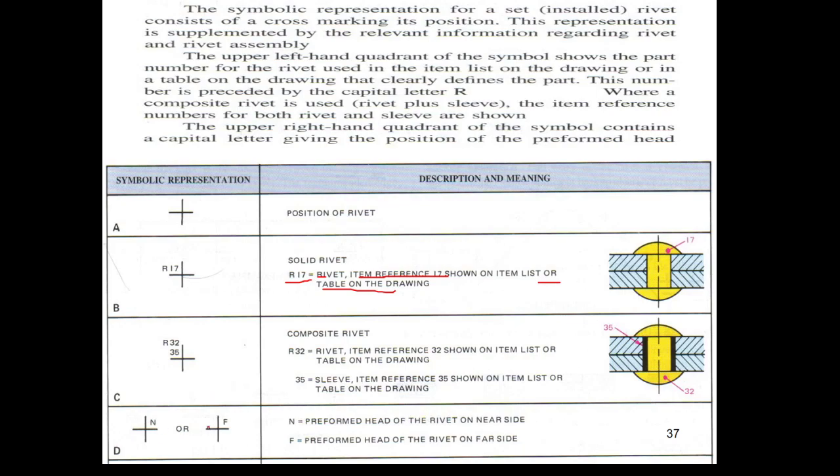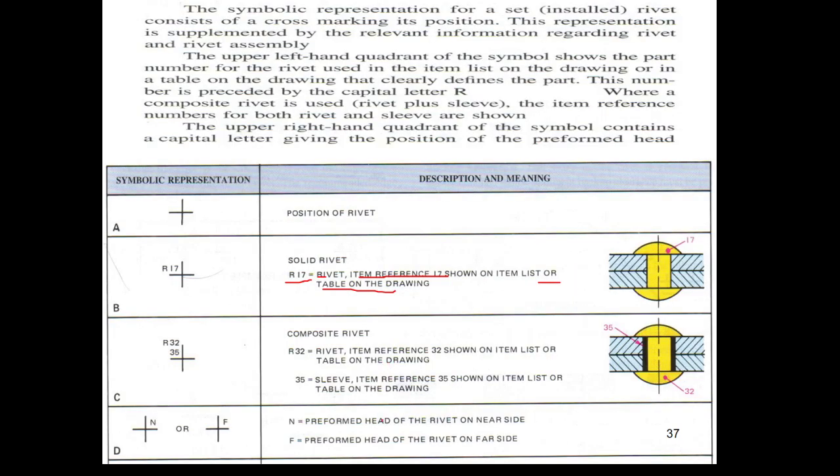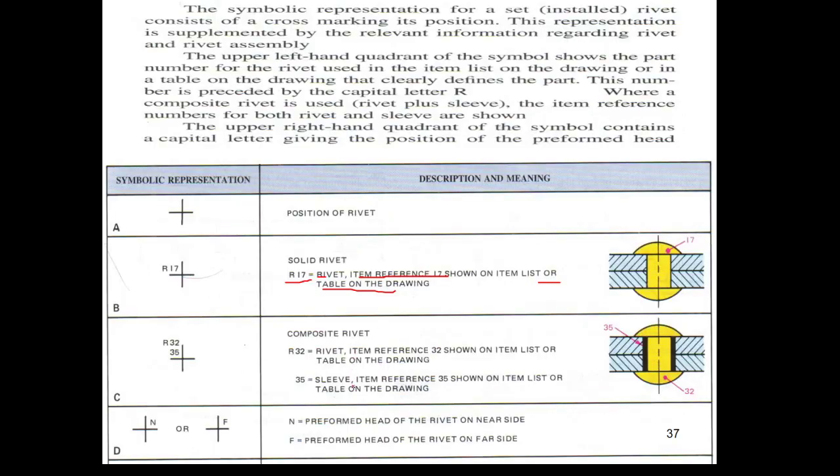If the letter is N or F, in the first quadrant, N means the preformed head of the rivet is on the near side. Well, the indication arrow is over there. If it is N, this means the head. When the rivet is purchased from the market, it has a head. The other head is created, shaped by hammering, plastically deforming the free end. You know this. N says that the head is at the arrow side. If the letter is F, this means the head is at the opposite side, the far side.